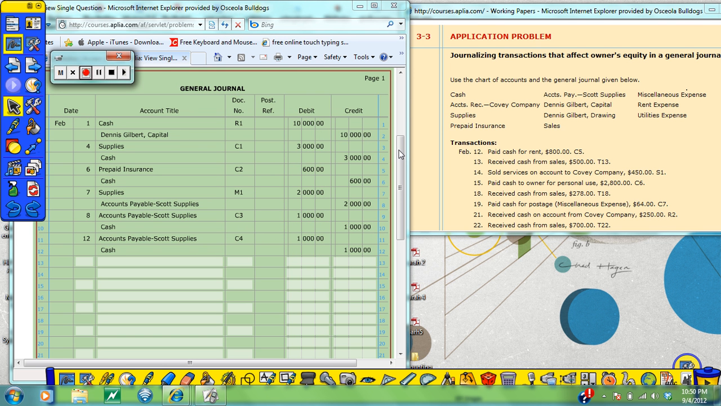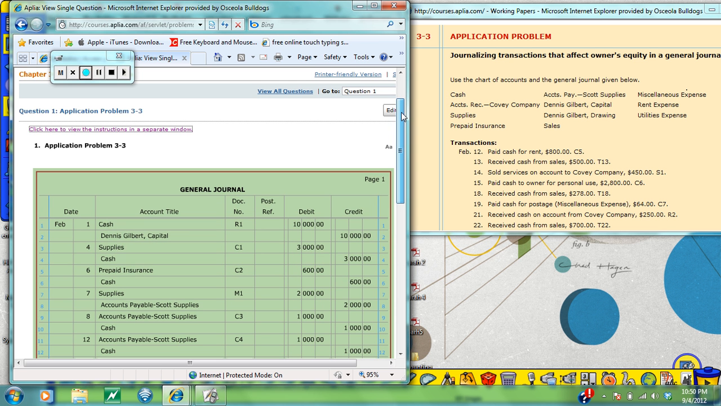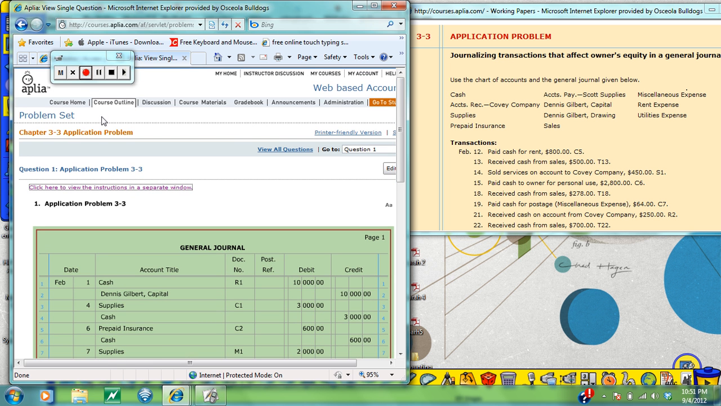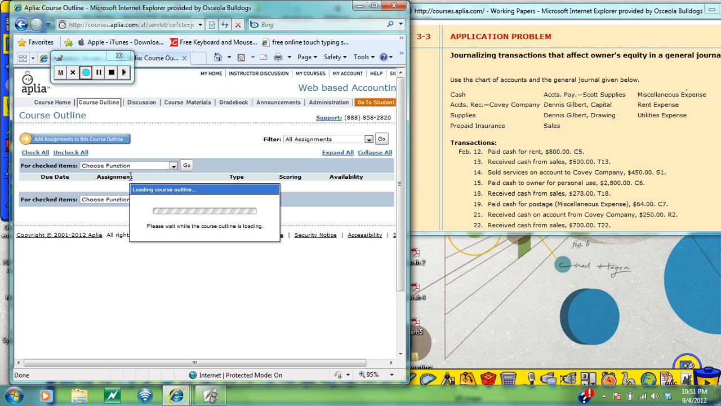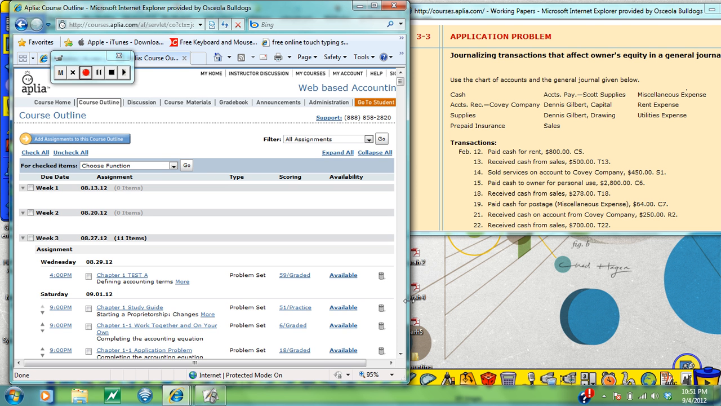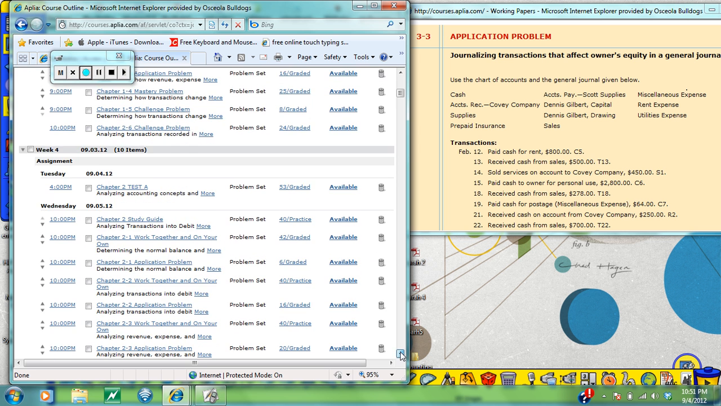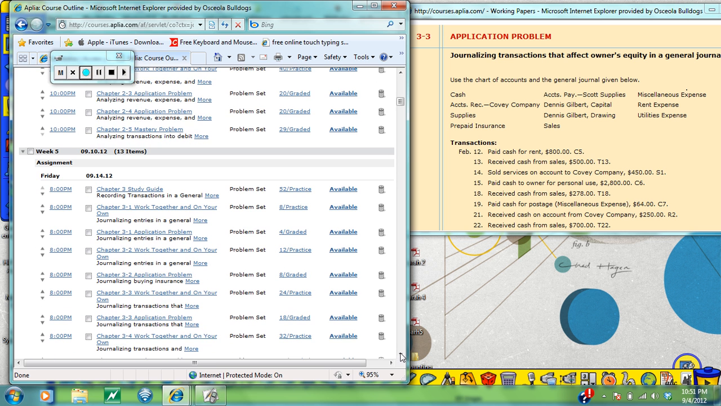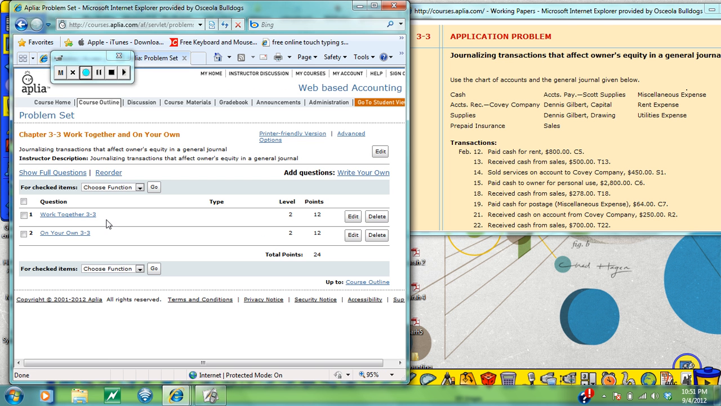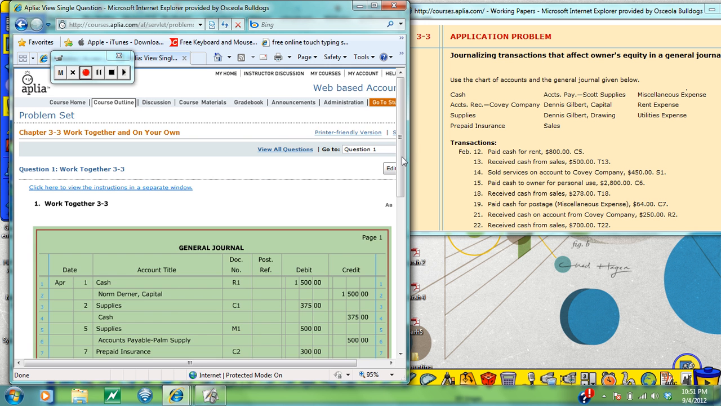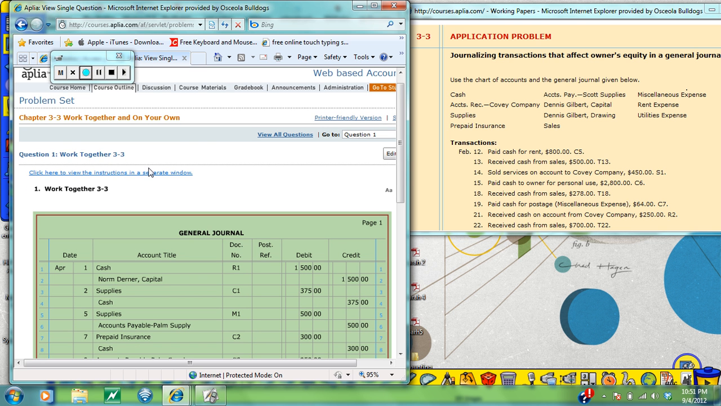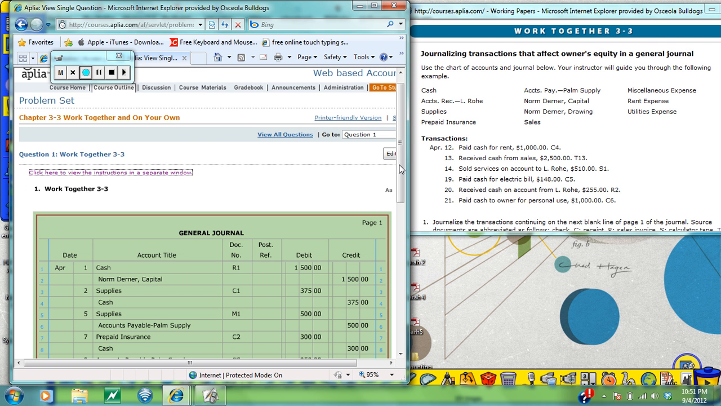Okay, we are now ready for, whoops, I clicked on the wrong problem. 3-3, work together. That'd be nice if I do your application for you. Hopefully, once again, you've read, you analyzed the transactions, and figured out exactly what you need to do. And I have to click on the instructions because I got the wrong ones up.